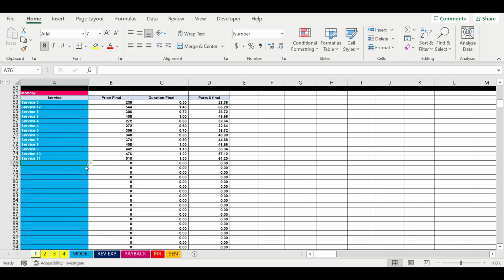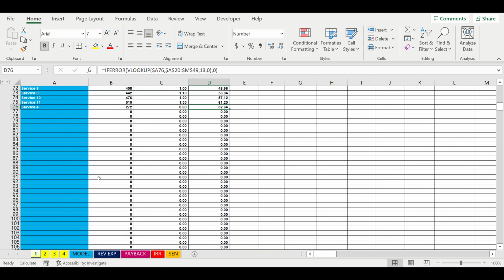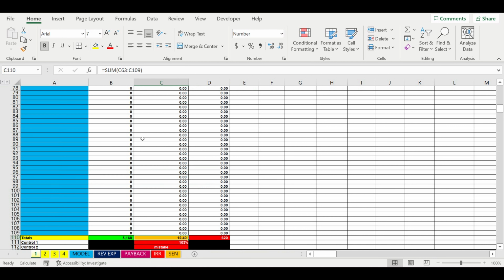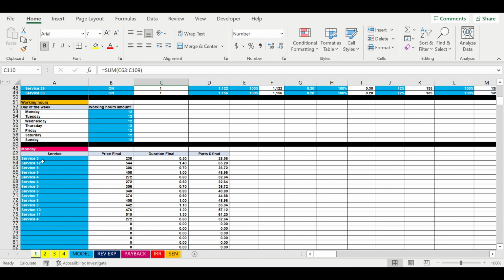So here we can add different services. We can see how the price is added, timing is added, direct costs are added, and what is more valuable, we can see the total revenue per day, how much time it takes, what is the direct cost, and what is very important, we can see how many hours it takes us to perform this amount of services.